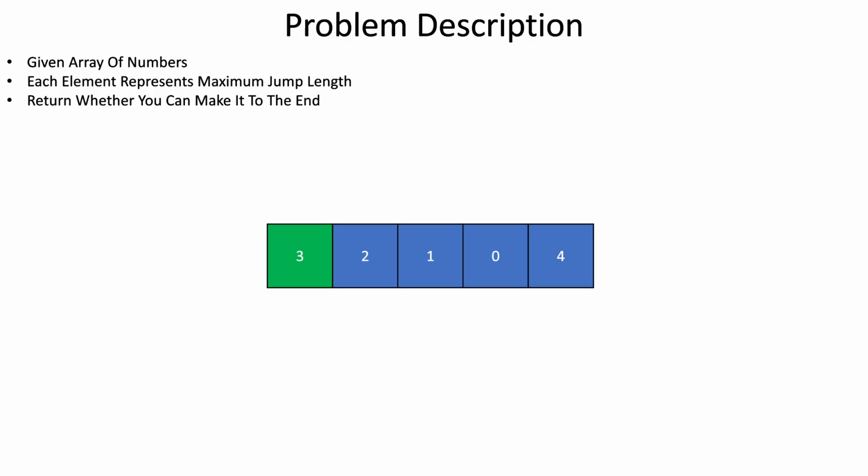In this example, you are given the array 3, 2, 1, 0, and 4. If you jump 2 or 1, you will always make it to 0, and once at 0, you cannot move on. So, in this case, it is impossible to reach the end.